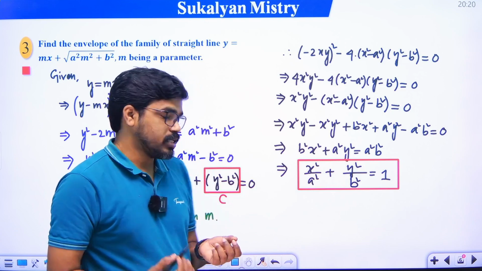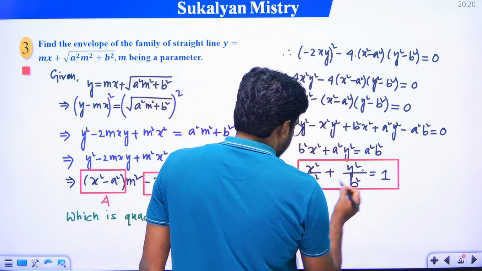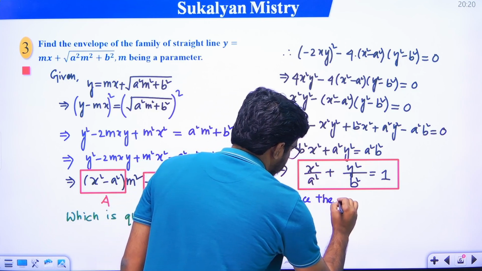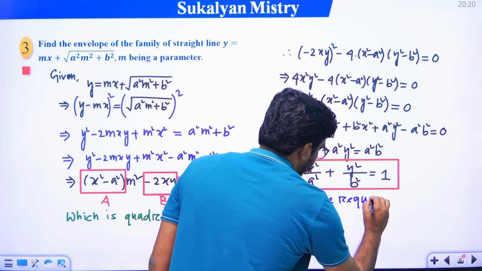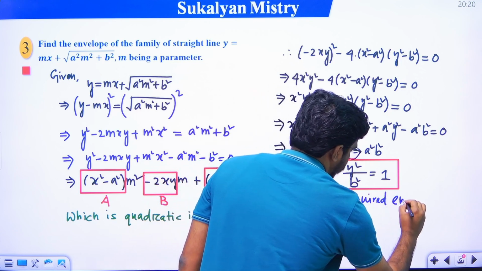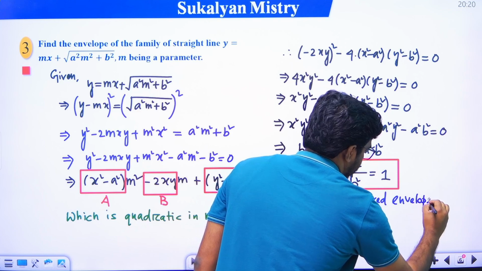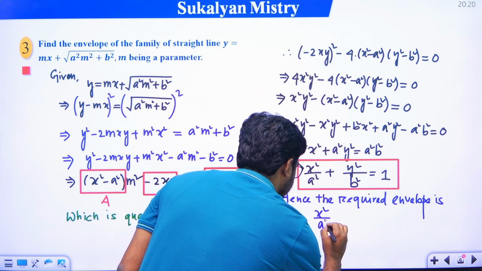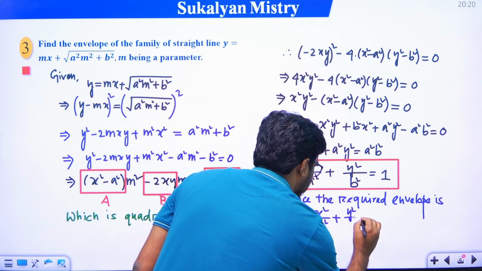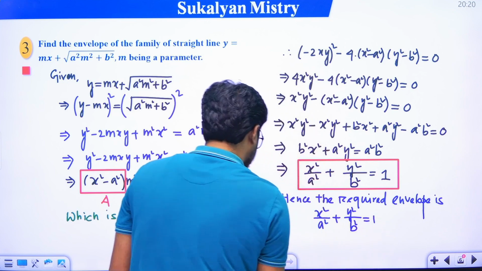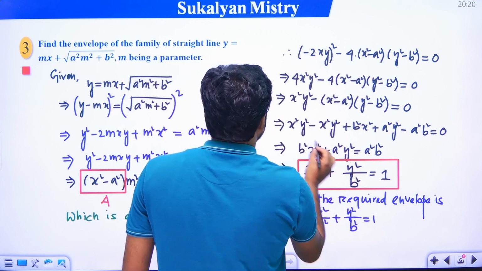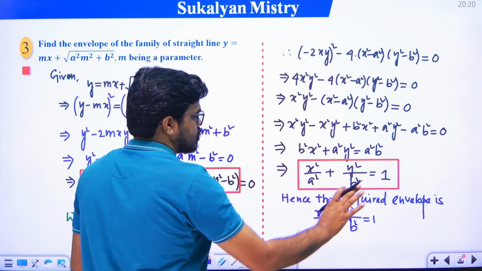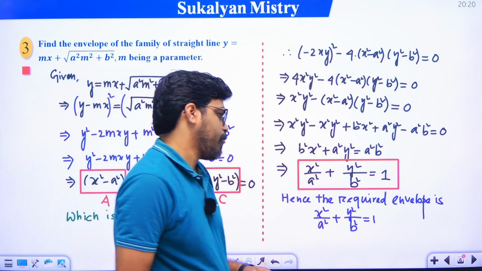Okay, hence the required envelope is x square by a square plus y square by b square is equal to 1. Okay, so therefore the required envelope is this.